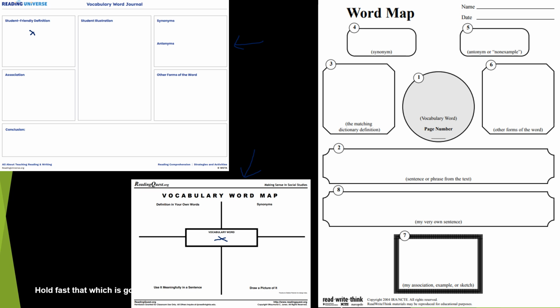They don't even need it printed. They can just quickly sketch that out in their own books with the keyword in the middle, divide it up into that little grid, and then they can put in those key aspects.